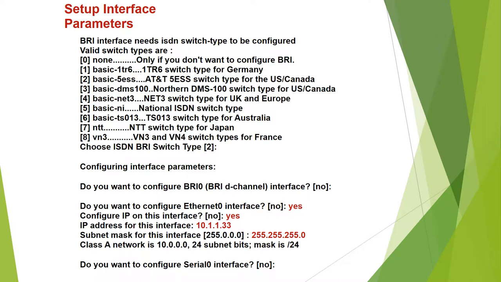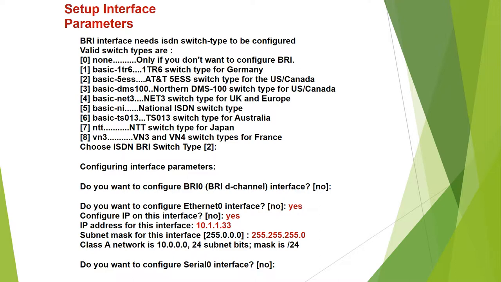Basic ITR6 is the switch type for Germany. Basic 5ESS, AT&T 5ESS, is the switch type for the US and Canada. Basic DMS 100, Northern DMS 100, is the switch type for the US and Canada. Basic NET3 is the switch type for the UK and Europe. Basic NI is the National ISDN switch type.